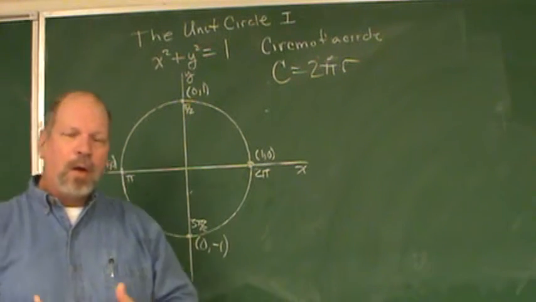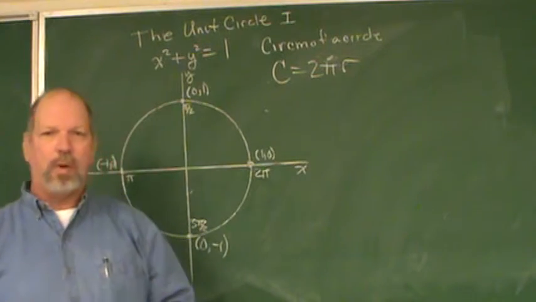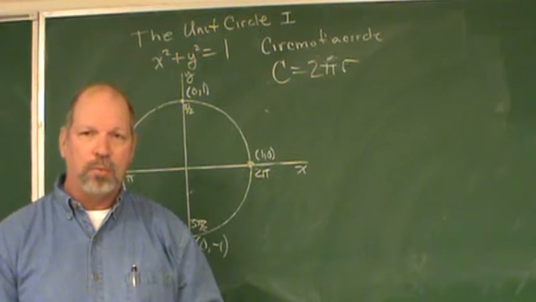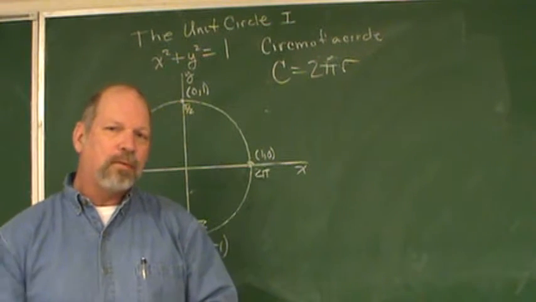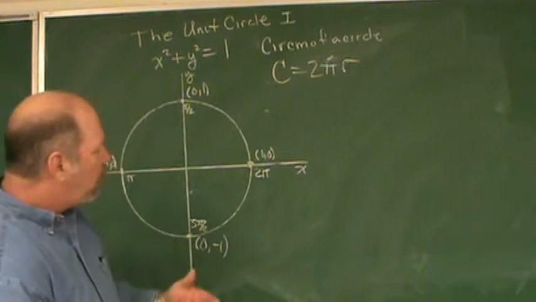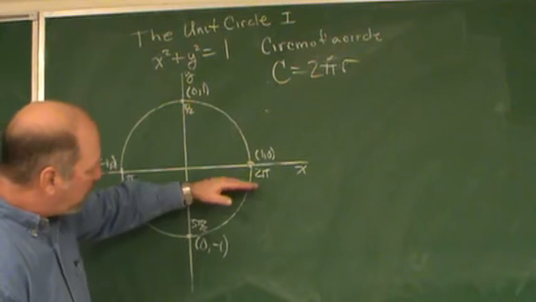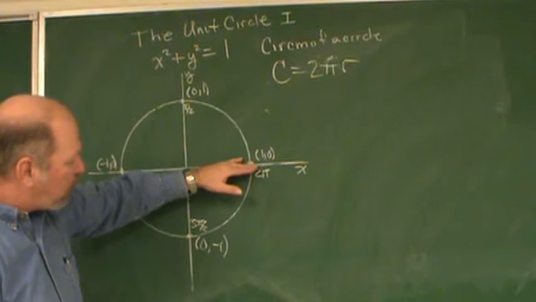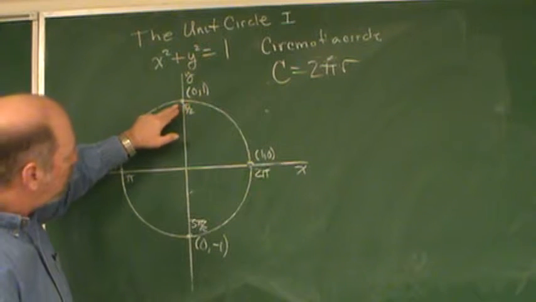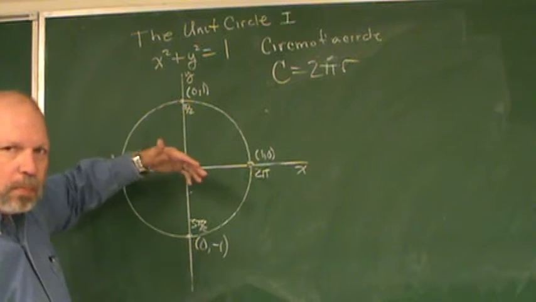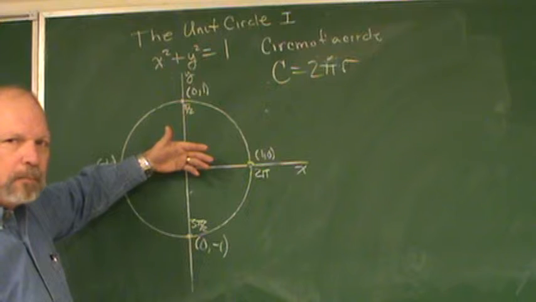Okay? Now, let's say that you went -3 pi over 2. What's the terminal point of -3 pi over 2? Well, -3 pi over 2 means that you're going in a clockwise way, and if you go 3 pi over 2 units, you're going to be going 3/4 of the circle. You're going to be up here. The terminal point would be (0, 1). All right?